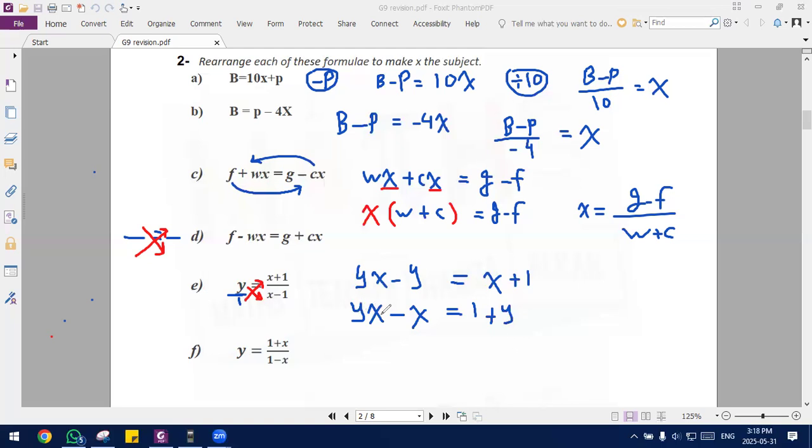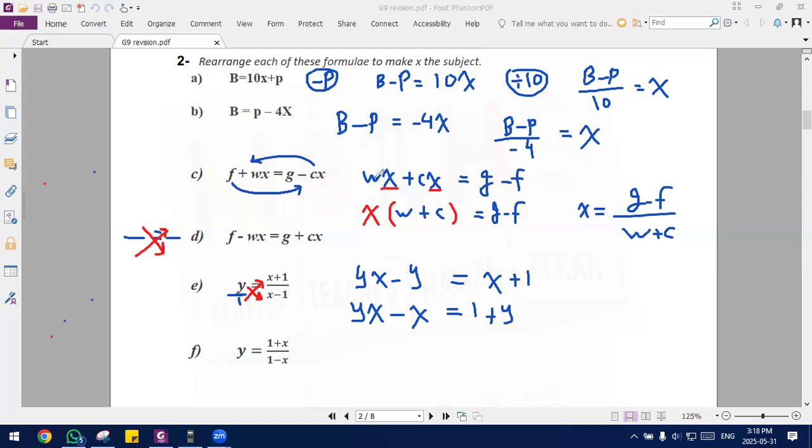Now here I have yx minus x. What should I do here? Subtract them? No, if I subtract, it's not enough. It's not multiplication, you can't subtract. It's similar to the previous question, C. What did we do in question C? G minus F. Oh, okay. We write it over a fraction.